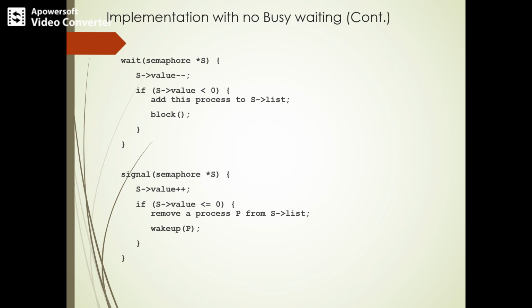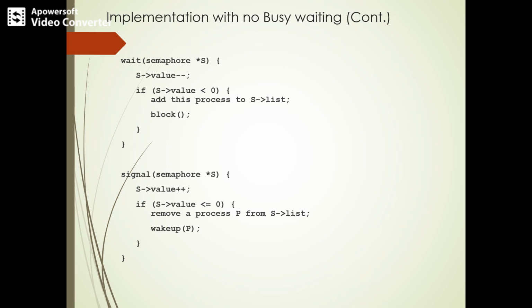Whenever a process executes a wait operation, it must wait whenever it finds the semaphore value not positive. Here the semaphore value is decremented each time, and at one point it may be less than 0. If it is less than 0, that is, if it is not positive, it must wait. In that case, instead of waiting, it is blocked. You can observe here that a block function is called.